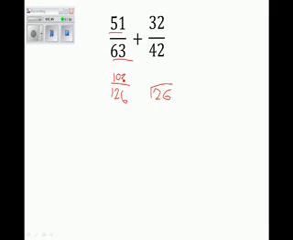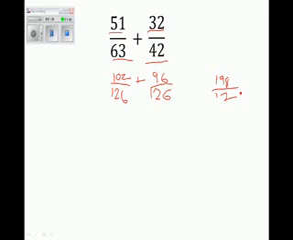Now I times 42 by 3 to get 126. That means I need to times 32 by 3 as well. So that would be 96. And now we just add the numerators. That would be 198 over 126.